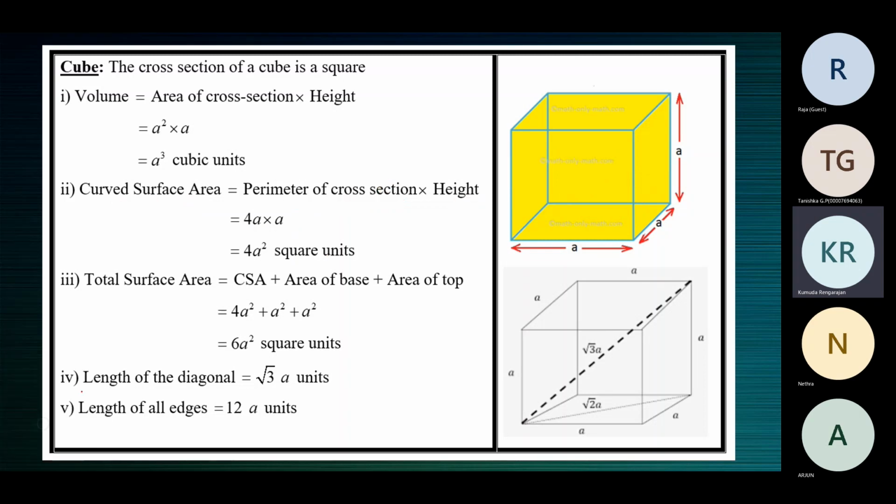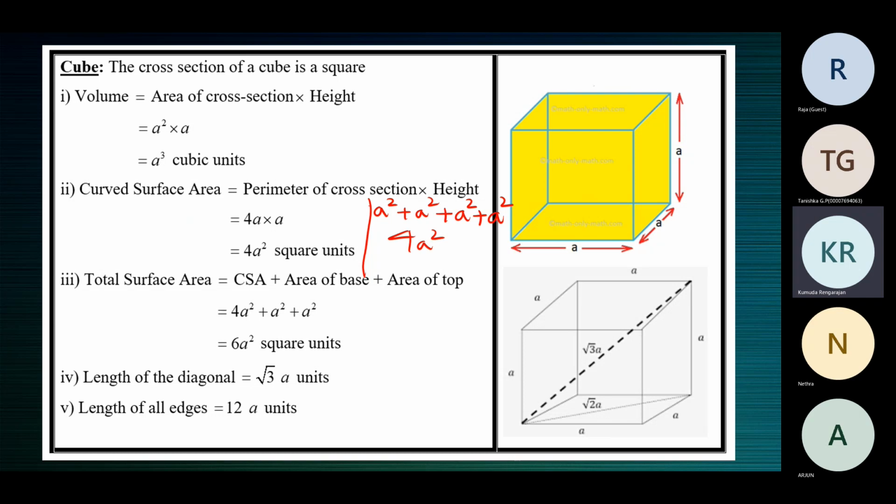We can also derive the curved surface area like this. The area of the front face is a square. The area of the back face is a square because all are squares. The area of the side face is a square, and the area of the 2 side faces, a square plus a square. So 4a square units.